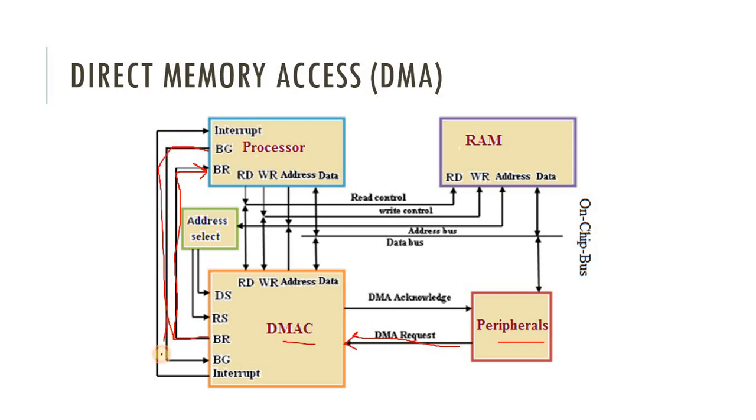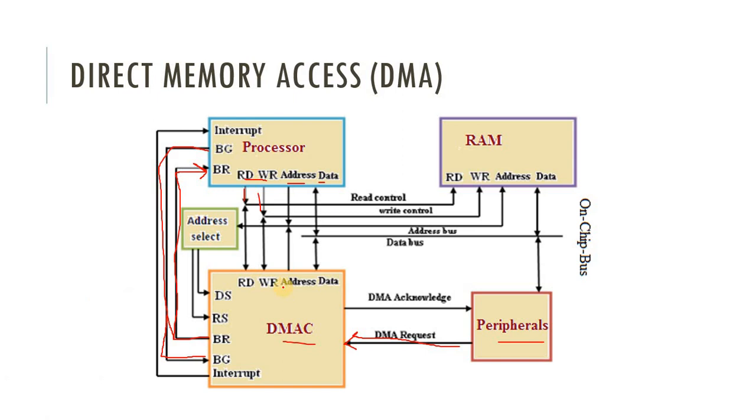So when the CPU sends the bus grant, we all know that there are three types of buses: the data bus, address bus, and the control bus. Here, read and write are the control bus, then the address bus and the data bus. When the processor sends the BG signal to the DMA controller, it means the read, write, address, and data buses are now accessed by the DMA controller, and at that time the CPU does not use those buses. So these buses are idle in the CPU when the DMA controller uses them.